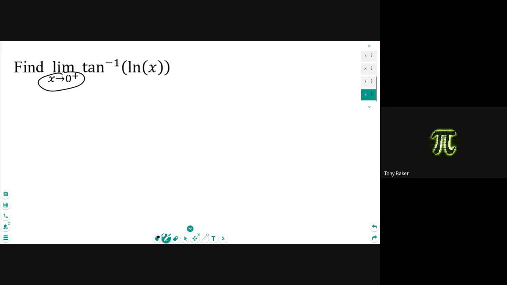That's actually extremely important because the logs do not exist on the negative side. So ln of 0 or ln going backwards does not exist. So we can only come at it from the right. So we're going to change this problem to this. We're going to move the limit inside the tangent. You can, but it's not going to help you that much.